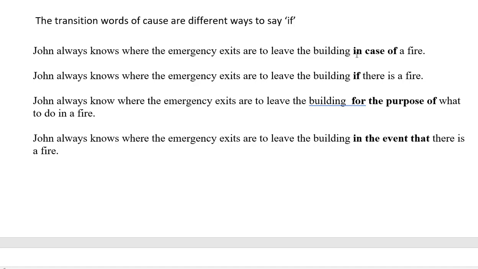So that way you can vary your sentence structure and you don't say if all the time, and then you get a low grade from your English teacher who says, you're being too redundant, you need to find another way of saying but, another way of saying and, another way of saying so. And so that's how come you have to use transition words. That's where transition words come in.